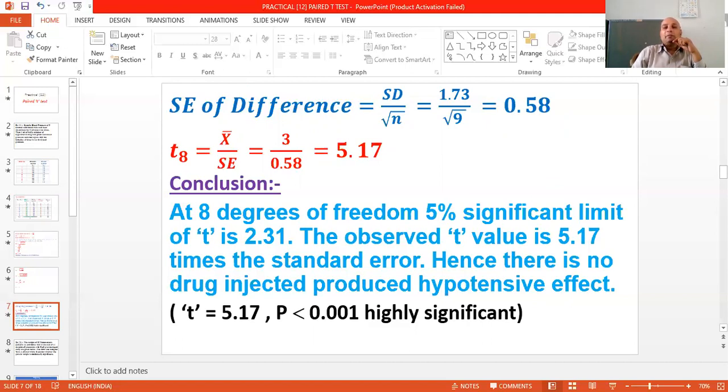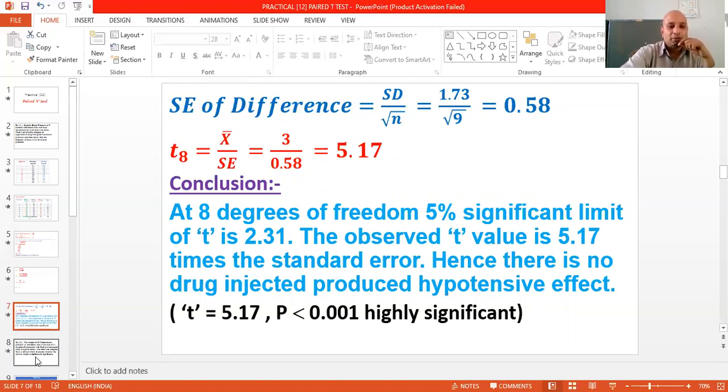Then the conclusion: at 8 degrees of freedom, the 5% significance limit of t is 2.31. The observed t value is 5.17 times the standard error. Hence, the injected drug does produce a hypotensive effect. The p value is highly significant.